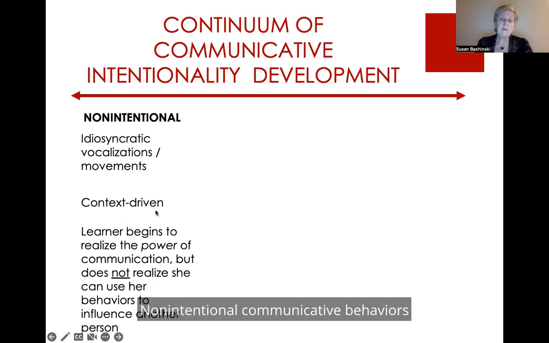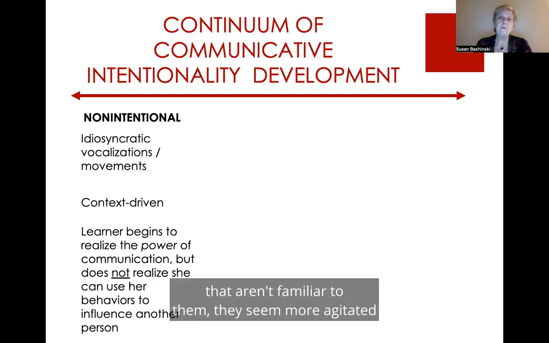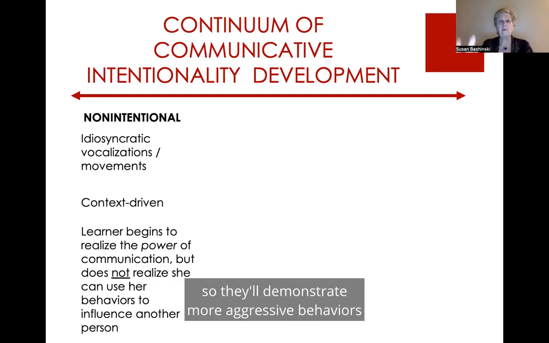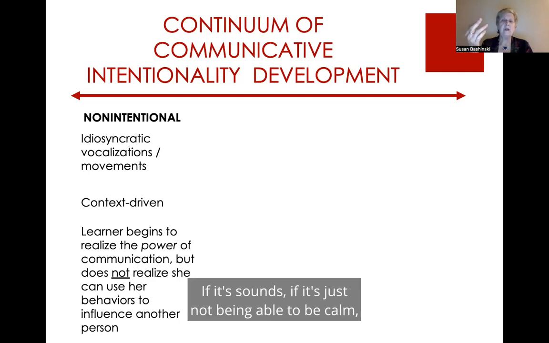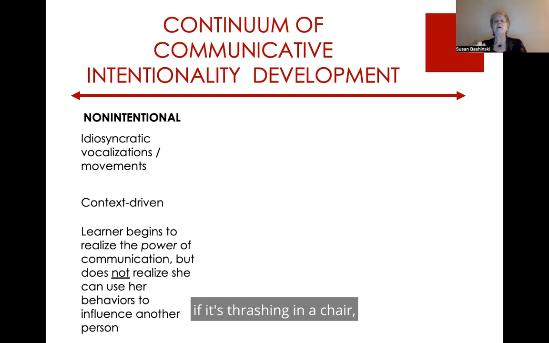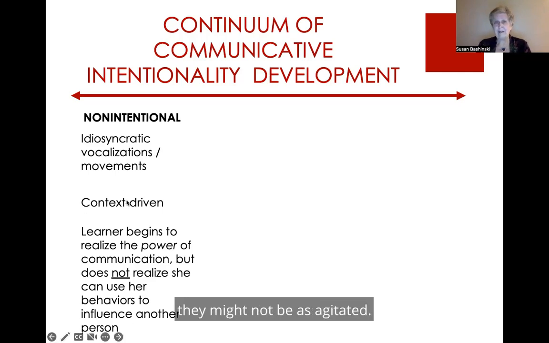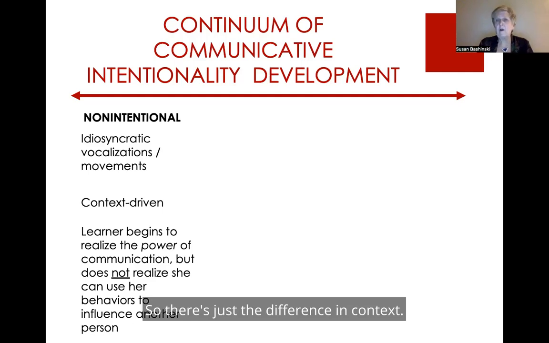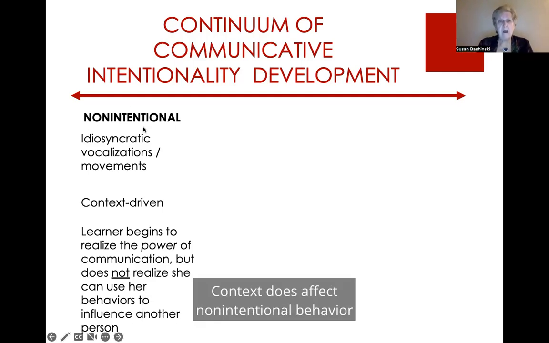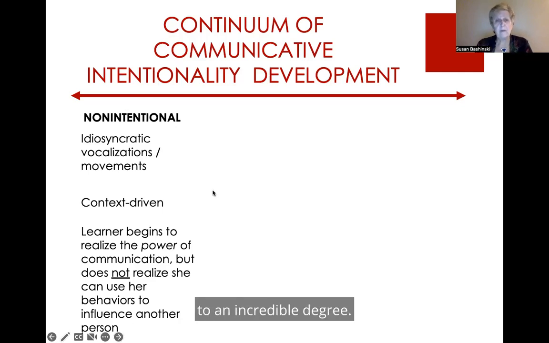Non-intentional communicative behaviors are very context driven. Maybe when kids go into environments that aren't familiar to them, they seem more agitated. So they'll demonstrate more aggressive or agitated behaviors, whether it's sounds, not being able to be calm, thrashing in a chair, or just pushing people away. But if they're home with their family, with a dog, or in a classroom with their favorite para, they might not be as agitated. So there's just the difference in context. Context does affect non-intentional behavior to an incredible degree.